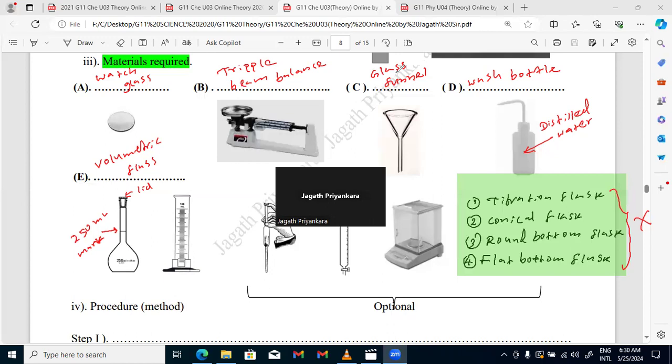Otherwise, what happens? The previous group prepared HCl. Now you are going to dissolve NaOH. What happened? There can be a reaction inside. Hydrochloric acid, HCl, reacts with the base, sodium hydroxide, giving sodium chloride and water. So those are the issues.